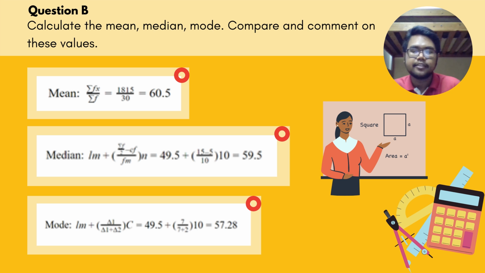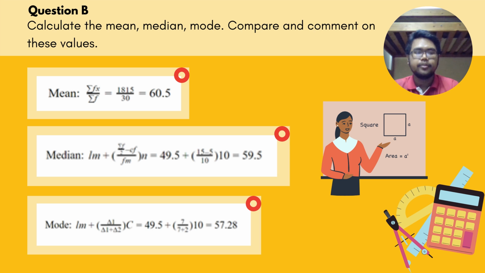The formula given is Lm plus (n/2 minus cumulative frequency) divided by frequency of median, times the class range. Now, cumulative frequency over 2 is 15, we just did that before, and the cumulative frequency of the class before is 5 based on the table, and FM means frequency of median, all of those times the range. Range means that we have to subtract 49.5 from 59.5.